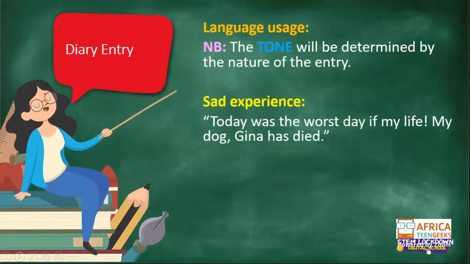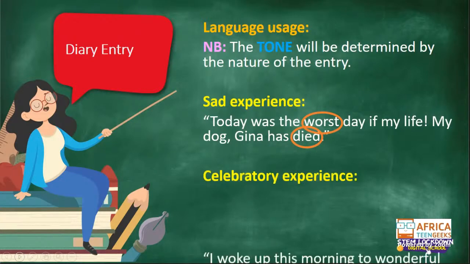Let's look at how sad experiences would sound. Sad experience: Today was the worst day of my life. My dog Gina has died. With this specific sentence, there are specific words that capture a specific type of tone, and the words are worst and died. Immediately when you read the words worst and died, you already know that this is not a good experience or a good diary entry. It's not happy.